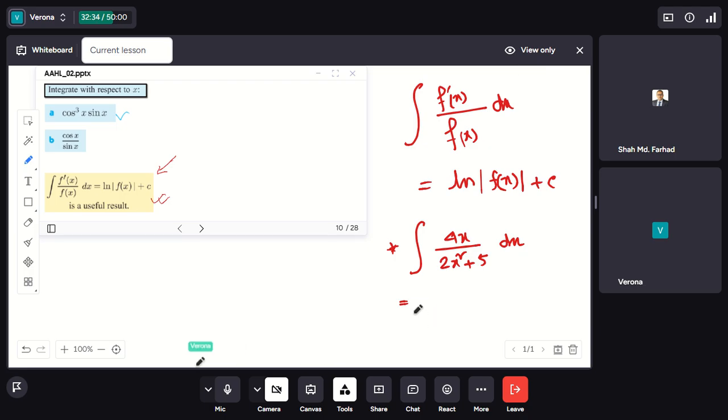We can write directly ln absolute value of 2x square plus 5 plus c, since the derivative of 2x square plus 5 is 4x plus 0, right? That means 4x only, which is the numerator. Now I think it is okay with you, no? Okay, then go for the next one.